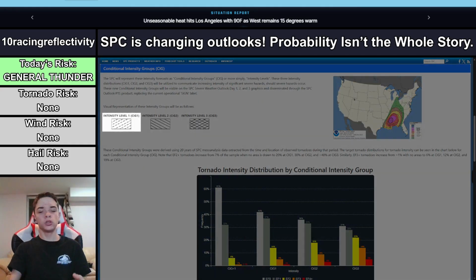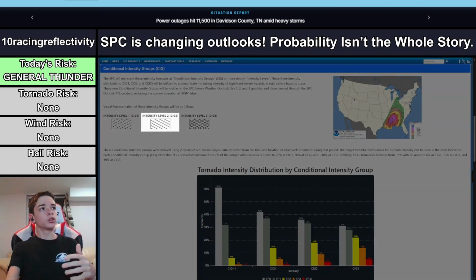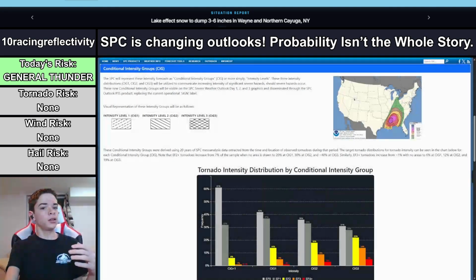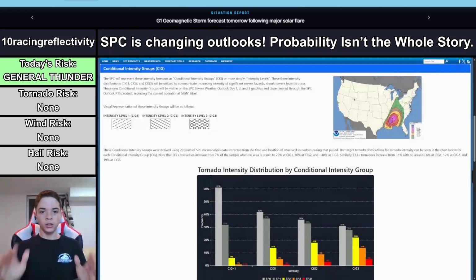Level 1 will look like the normal hatching that we see now, not really much different, it's just level 1. Level 2 will look like a full stripe going across, and then finally level 3 will be more of a crossing going both directions, full lines, and that will indicate our level 1, level 2, and level 3 CIGs.